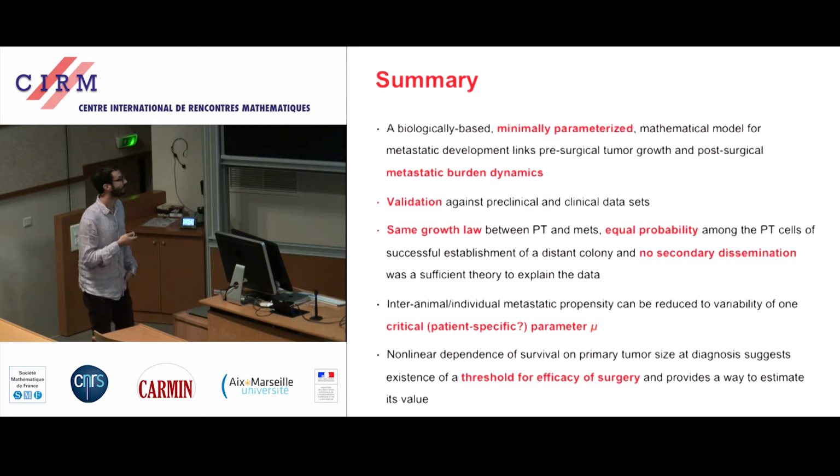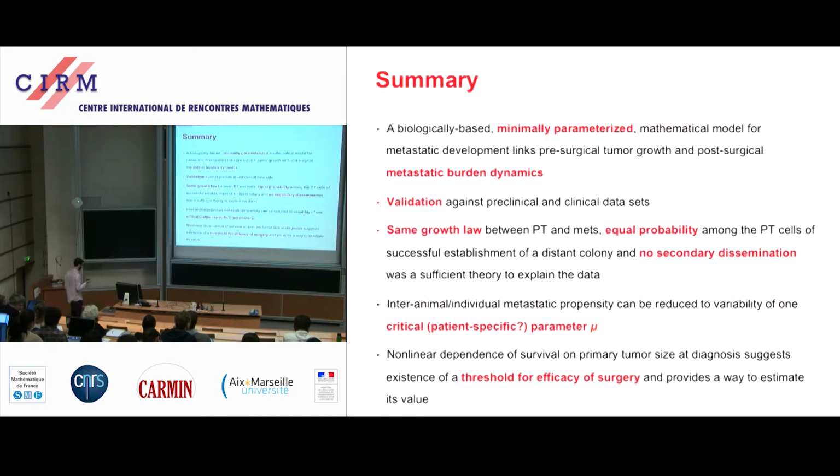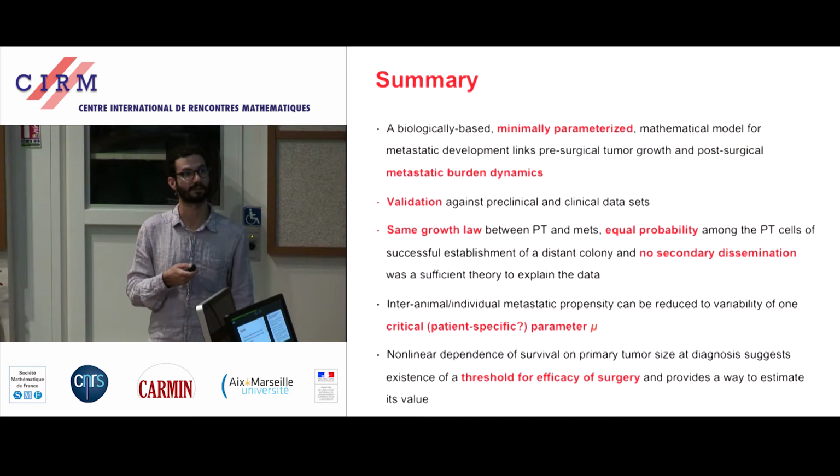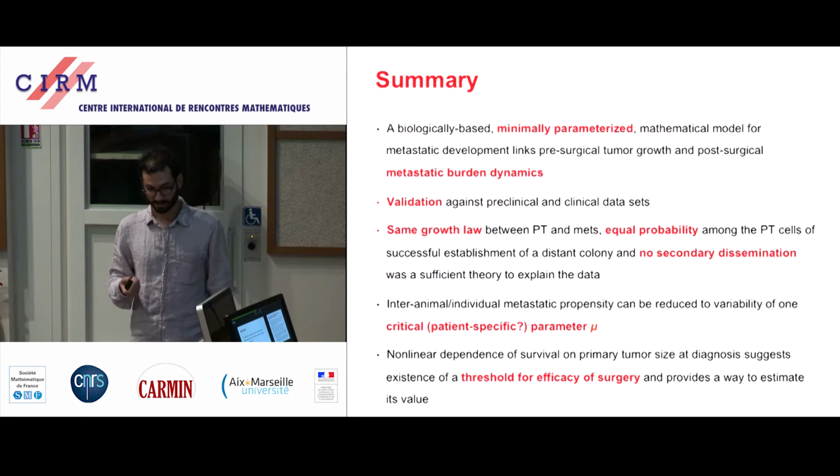And what we could infer is that we could describe the data with the same growth law between the primary tumor and the metastasis, equal probability among the primary tumor cells of successful establishment of a distant colony, and no secondary dissemination by the metastases themselves.